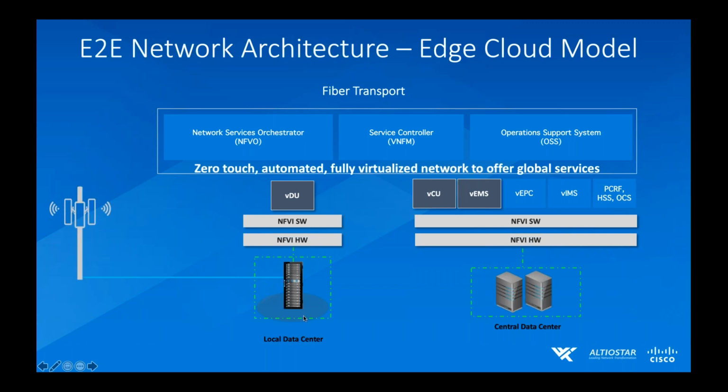Now, as we go further up the protocol stack, you have this concept of a VCU, which is typically the non-real-time functions of the RAN. This can be aggregated in a central data center, and it typically sits side by side in a virtualized environment with your other functions, like your EPC, your IMS, your PCRF. So this is really the stepping stone of how you transform from a traditional RAN network into a cloud RAN, and then from a cloud RAN to an open RAN.